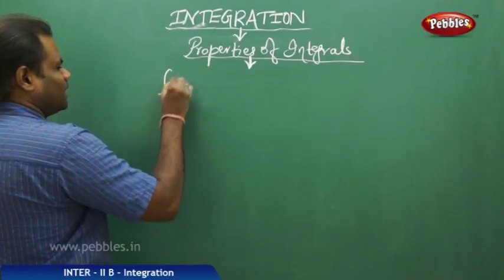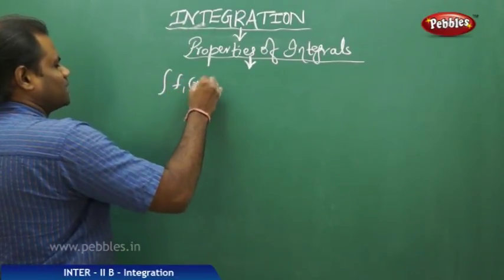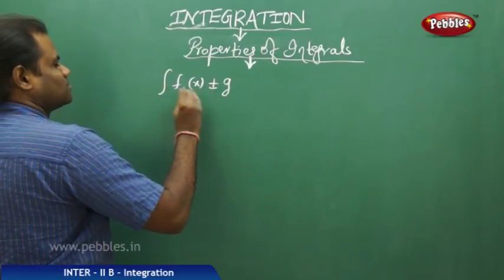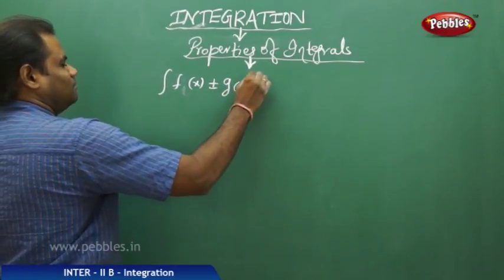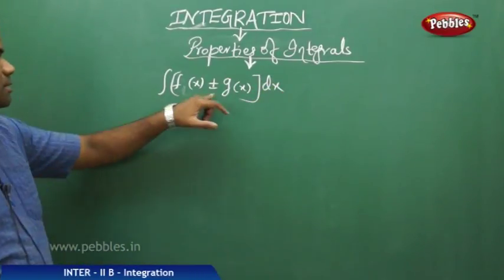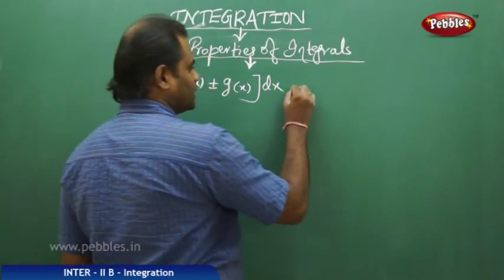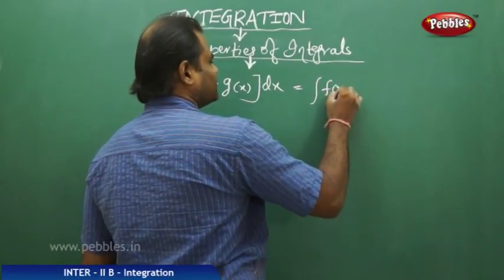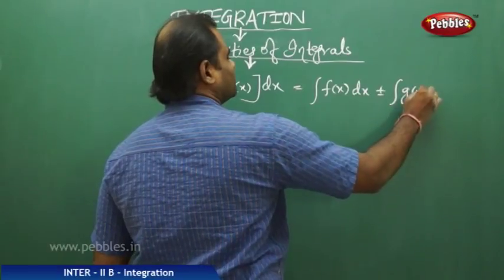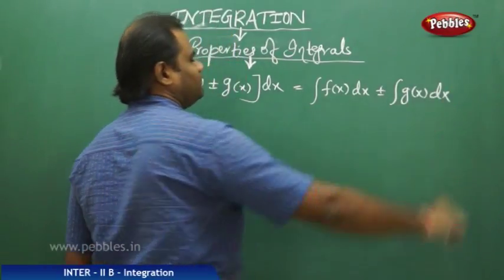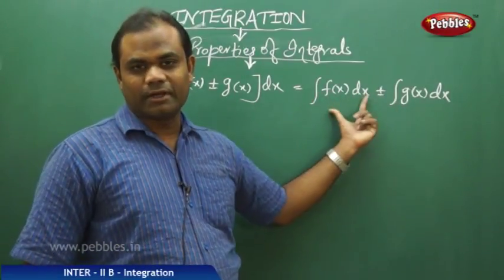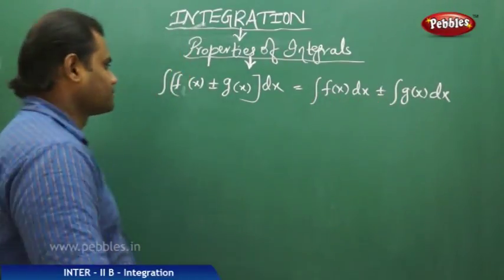Say for example, I have two functions f of x and g of x, and I want the integral of f of x plus or minus g of x dx. So when I'm adding or subtracting the two functions, I get the integration which can be split separately out here. So integration is split accordingly with f of x and g of x.